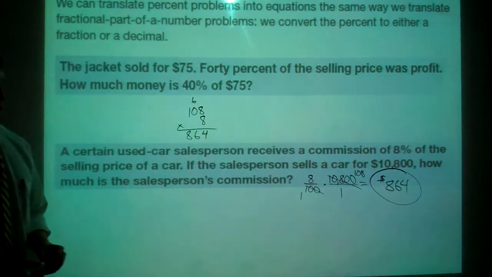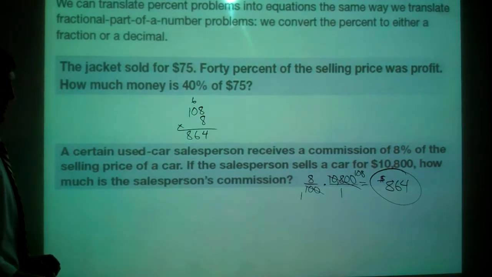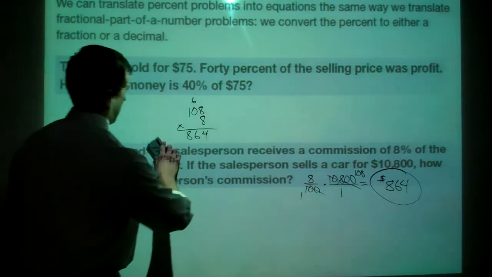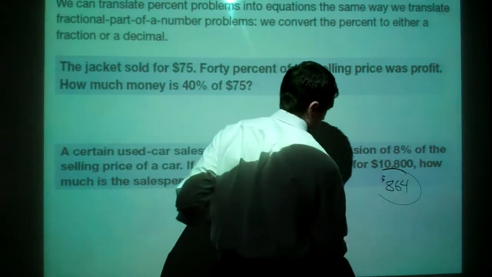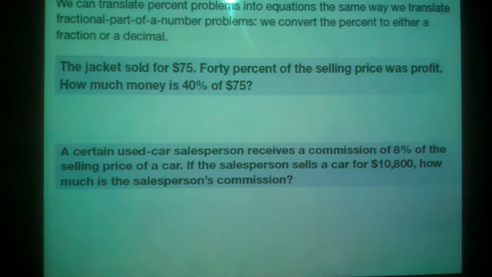Now, if you really want to check and see if you got the right answer, do 864 divided by 10,800, and you should get 0.08, which we do. Okay. So the other route you could have gone is you could have done 0.08 times 10,800. If you would have done that, you still would have got $864. So we also have to remember how to turn things into percents, decimals, fractions, all that good stuff.